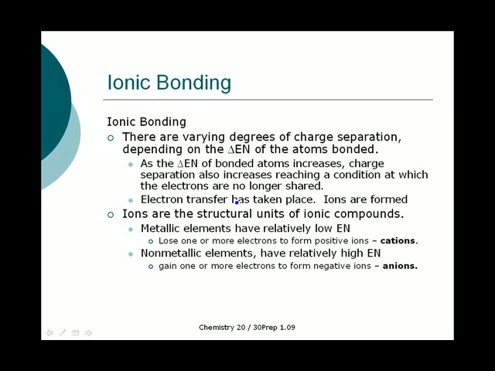When we look at the metallic elements, they have relatively low electronegativities, so they end up losing electrons and becoming positive ions, or cations. Non-metallic elements have relatively high electronegativities, and they end up gaining electrons, becoming negatively charged, so they become anions. In ionic compounds there is an attraction between the anion and the cation. So cations and anions are attracted to each other, and this is the formation of an ionic bond.